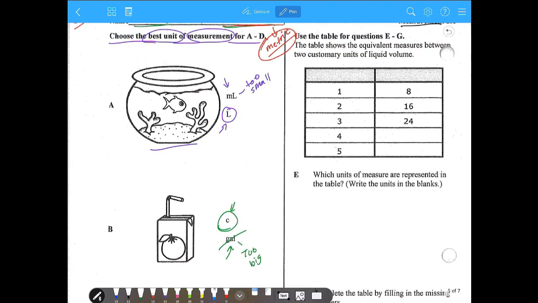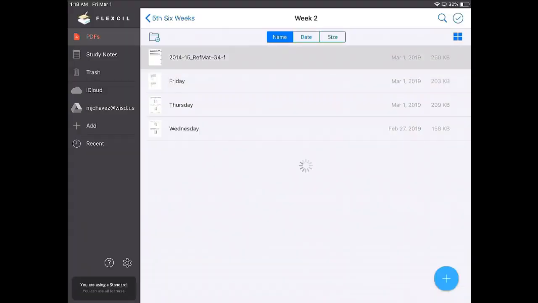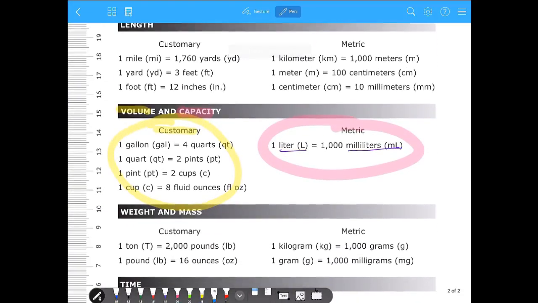Moving on. Over here, we're going to use the table to answer the following questions, letters E through G. This one says the table shows equivalent measures between two customary units of liquid volume. Okay, so we're looking at liquid volume. So volume means customary. So which of these would follow the chart?